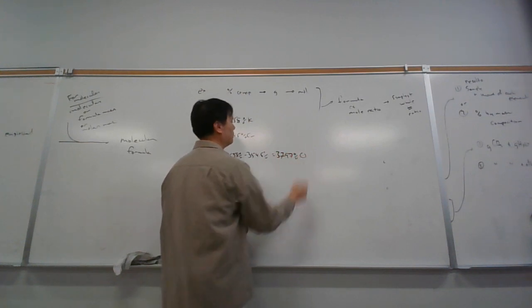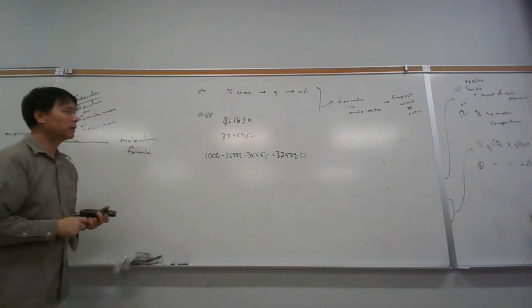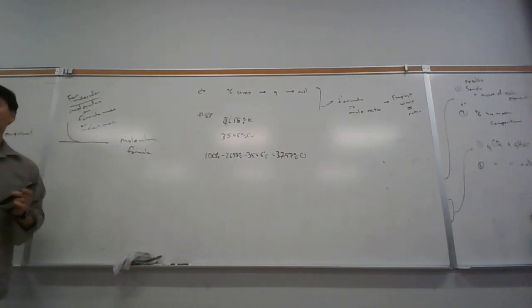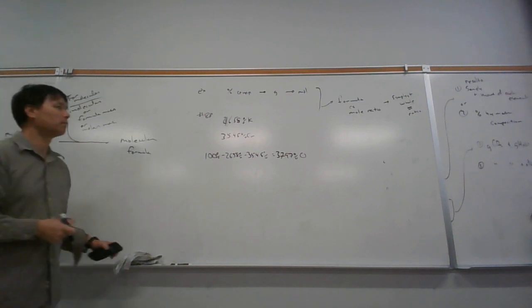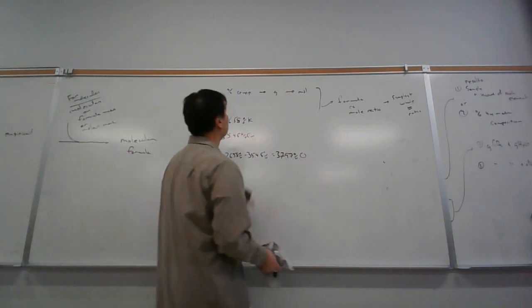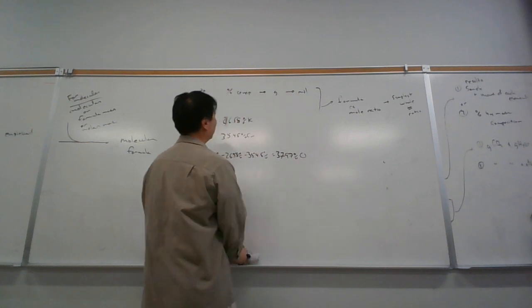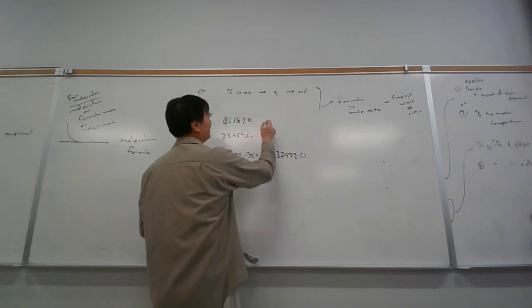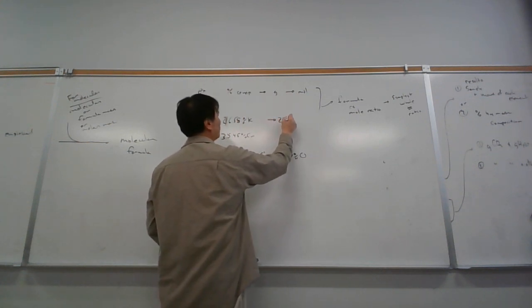37.97% oxygen. Okay, do you guys recall what we do next? We assume a 100-gram sample, and then what? We go to grams here. And so that's very simple. So this is going to go to 26.58 grams of potassium.